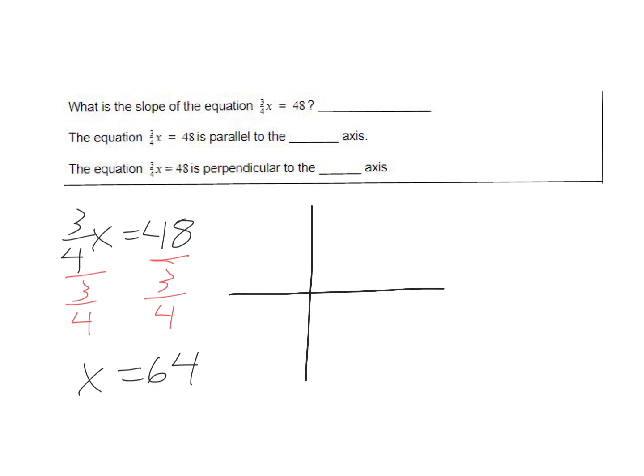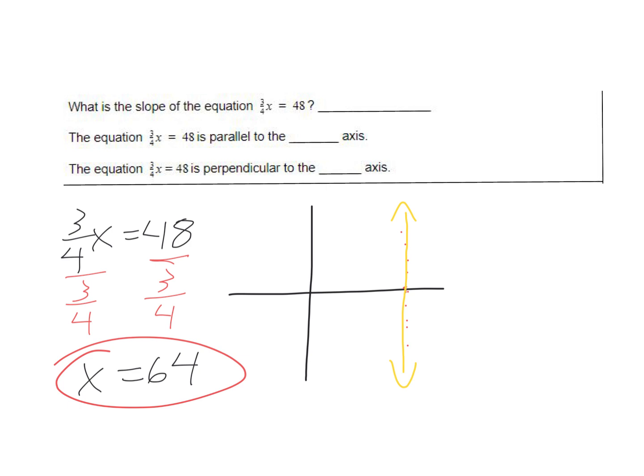If we have our x and y grid and x is equal to 64, that means the x value is always 64. And let's say this happens to be 64 here. It's always going to be 64. So we end up with this vertical graph at x equals 64, or a vertical line.